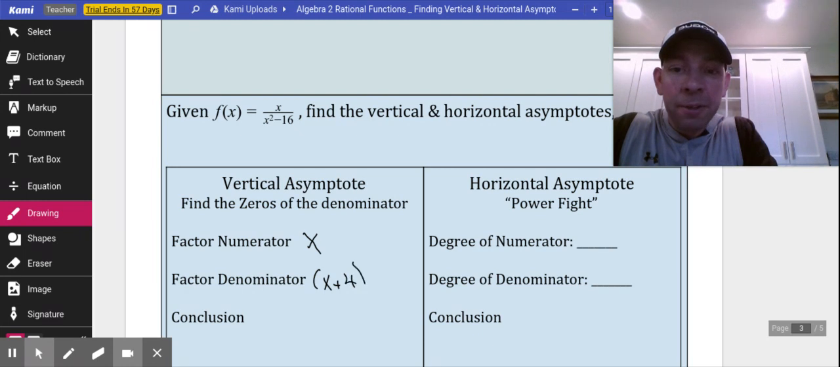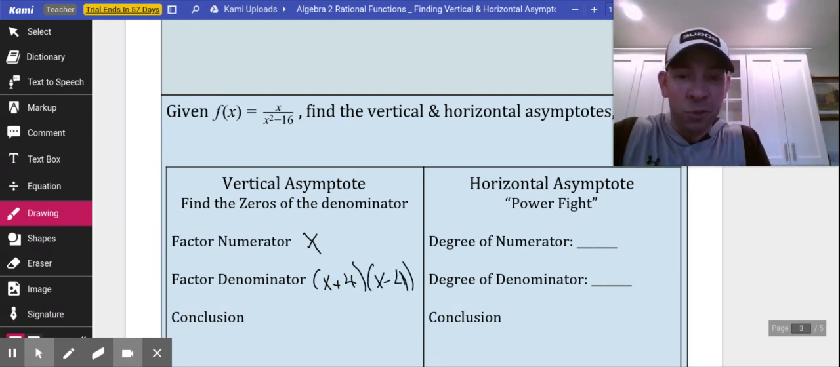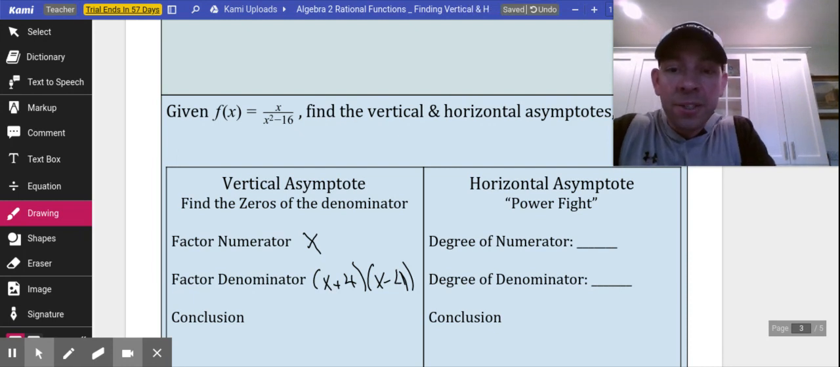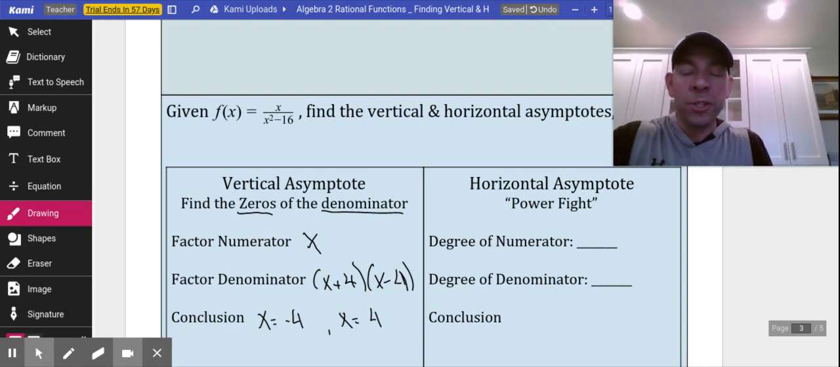And the reason I'm factoring it, if you recall from earlier in the video, we're just confirming that there's no common factors. There's no holes. Nothing canceled. So when is the denominator 0? We're trying to find the zeros of the denominator. We'd say at x equals -4 and x equals +4. So this function has 2 vertical asymptotes.